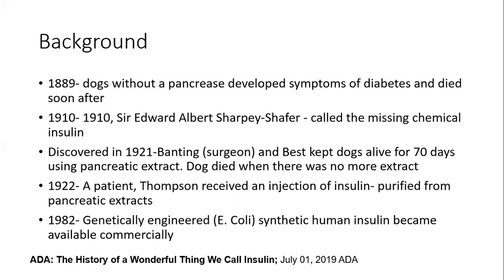After that, people started trying to purify this chemical in the pancreas. And that's when we started injecting patients with insulin around 1922. By 1982, genetically engineered synthetic human insulin became commercially available. And to date, we are using either the human insulin or modified human insulin, which is genetically engineered. And this avoids the reactions that were there initially when we were using insulins from the dogs and the cows.